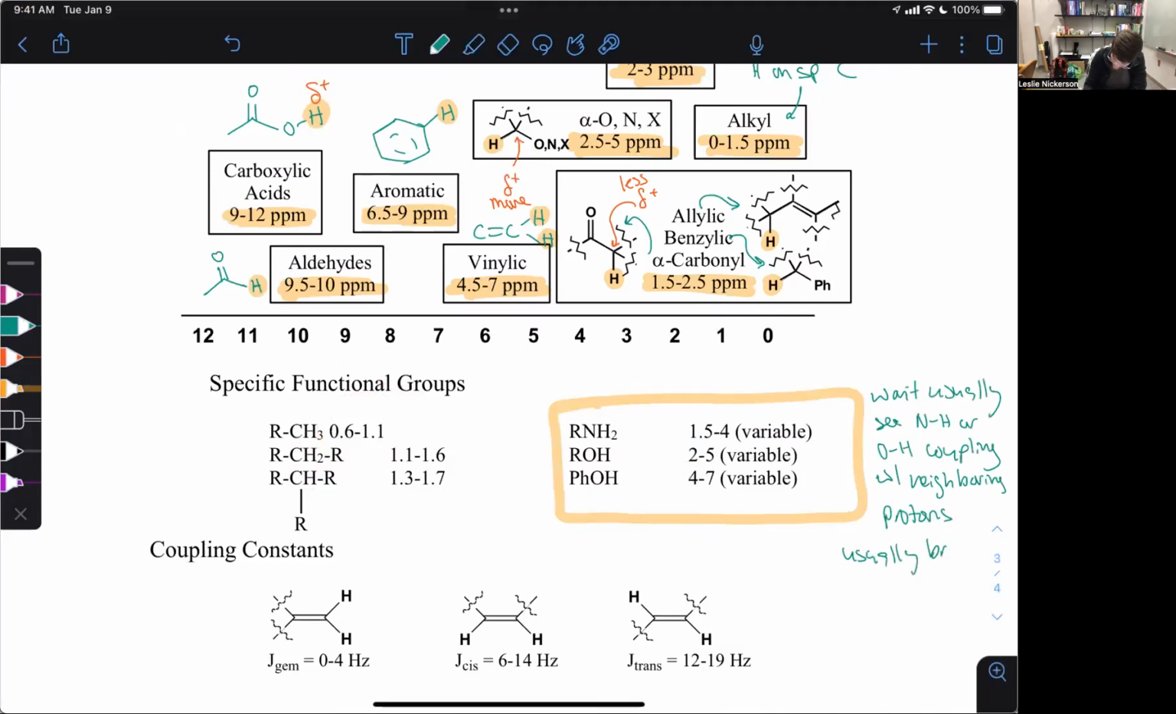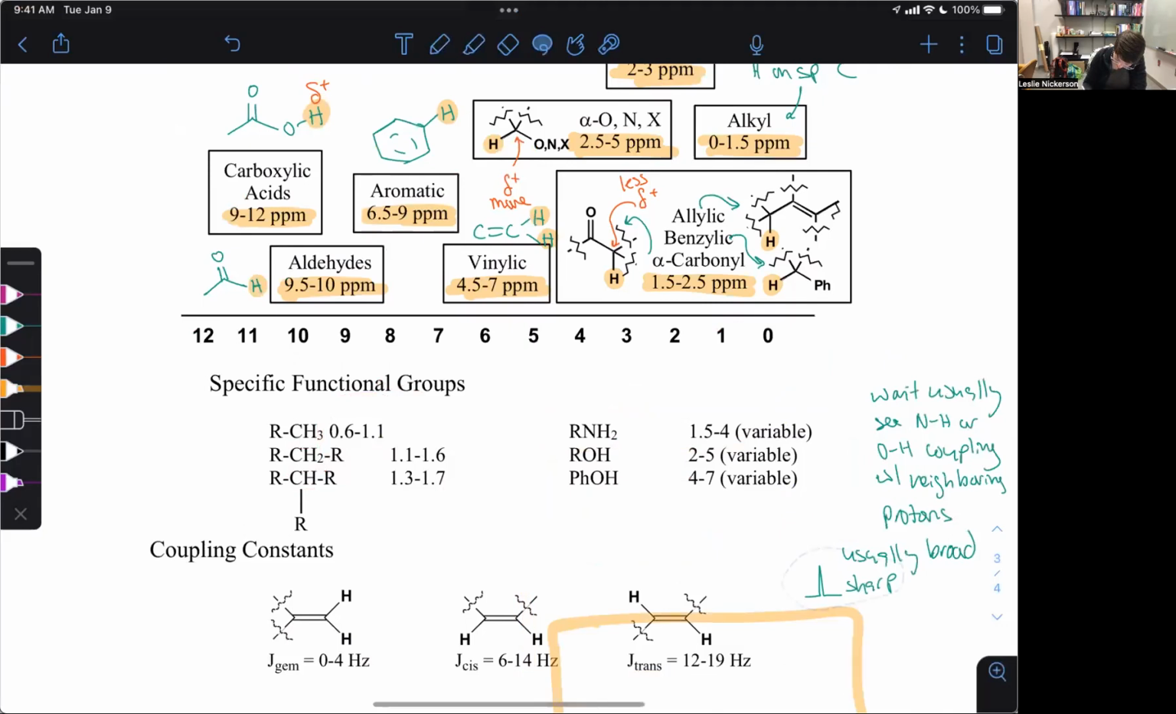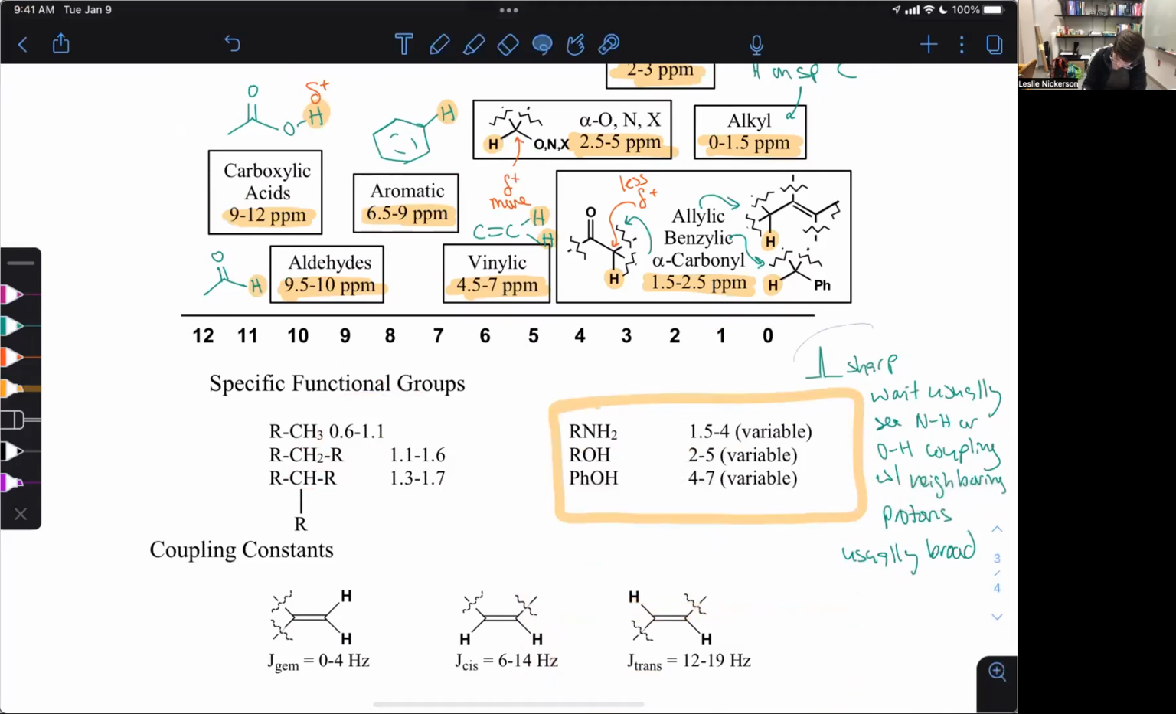Oops, Brad. Okay, so instead of a really sharp singlet, I'm not doing that up there. Woo. So they're not really going to be sharp like this. They'll be more broad.